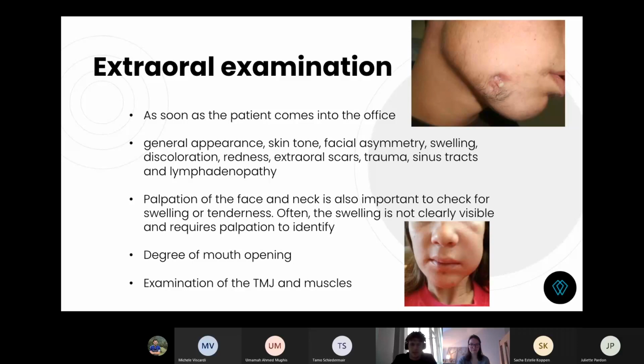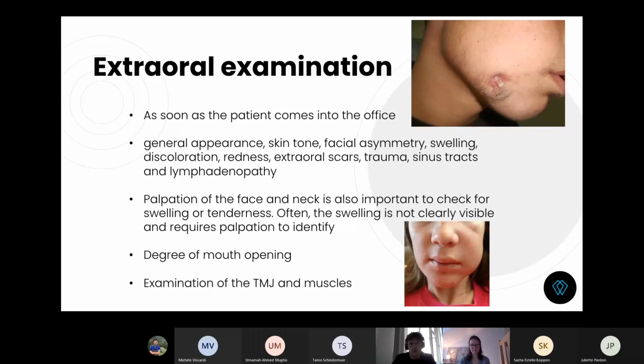There are sometimes some things you can already see from extra-oral examination, like the general appearance, the skin tone, if there is any asymmetry in the face, any swellings that can be caused by dental trauma, for example, or dental abscesses or inflammation in the mouth. Sinus tract, like you see in the upper picture here. Or like stuff with the lymph nodes, swollen lymph nodes. Palpation of the face is very good there.